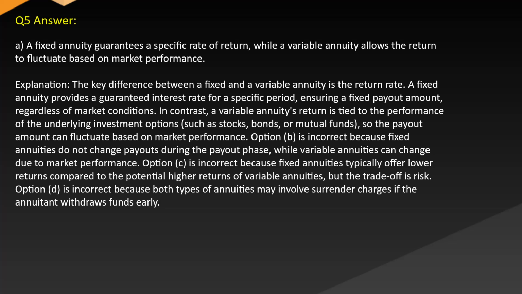Option B is incorrect because fixed annuities do not change payouts during the payout phase, while variable annuities can change due to market performance. Option C is incorrect because fixed annuities typically offer lower returns compared to the potential higher returns of variable annuities, but the trade-off is risk. Option D is incorrect because both types of annuities may involve surrender charges if the annuitant withdraws funds early.